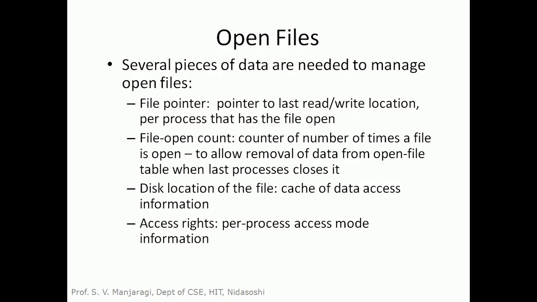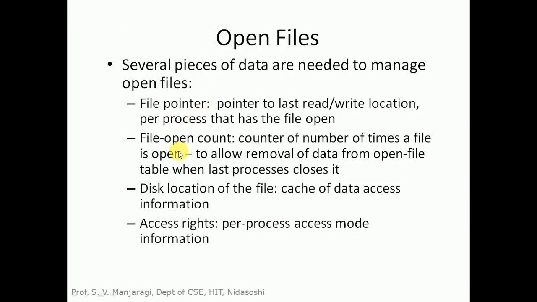The file pointer indicates the position in the file. Once you open a file, you will have this file pointer. It is a pointer to the last read or write location per process. For different processes, a different file pointer will be maintained for read or write operations. It provides a location for read and write.